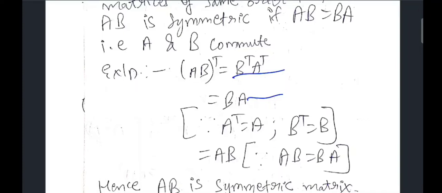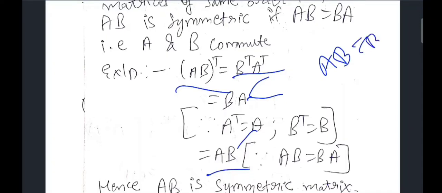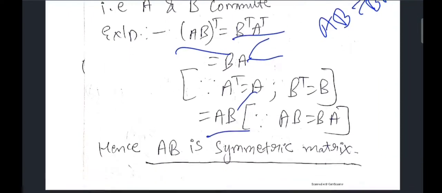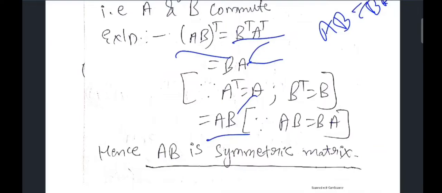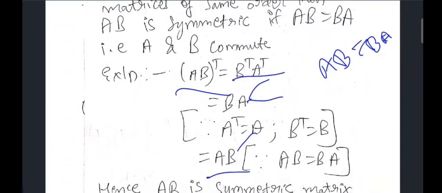Now if BA is not equal to AB, then (AB) transpose will never be equal to AB. So AB will not be symmetric unless AB equals BA. So you have to take care of that. AB is a symmetric matrix only when BA equals AB.